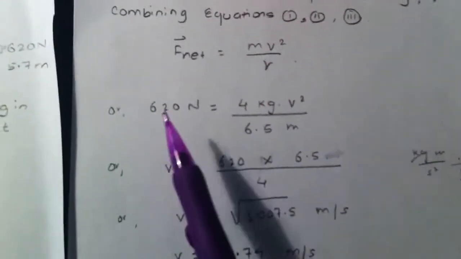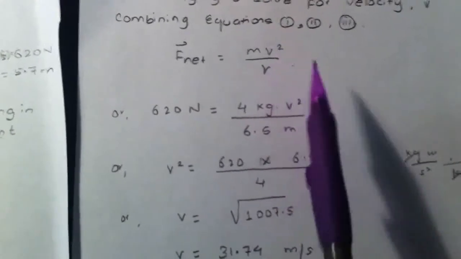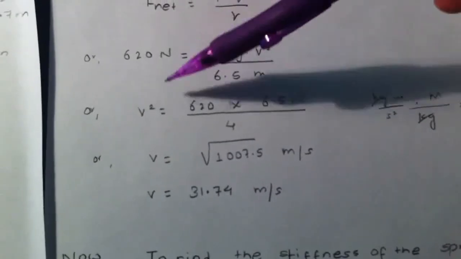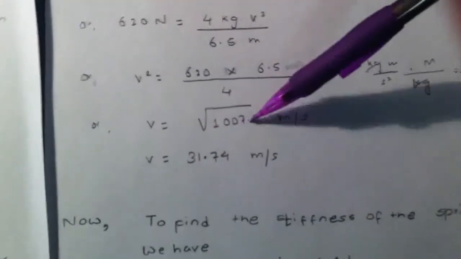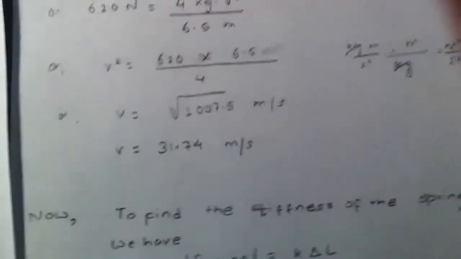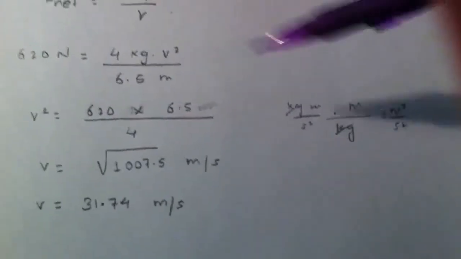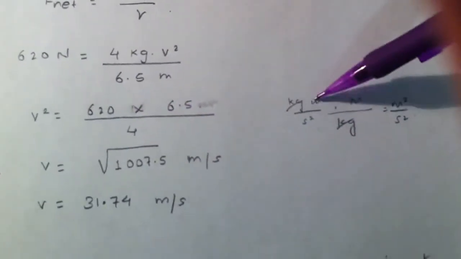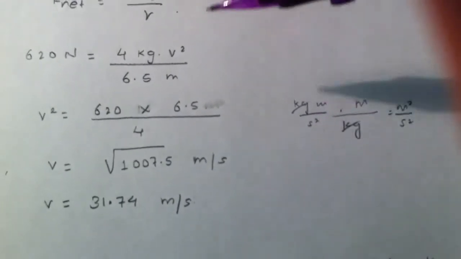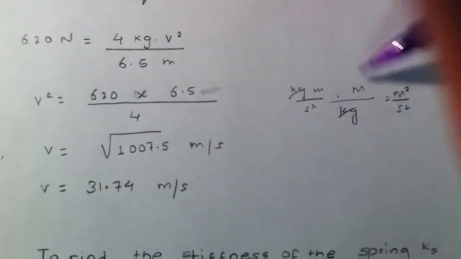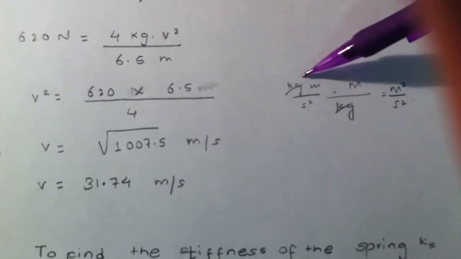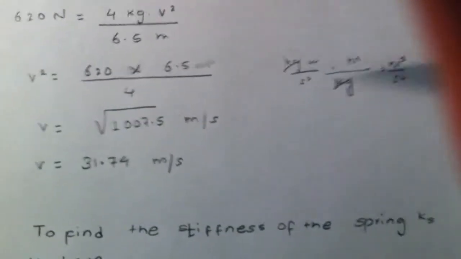F net is given to us, which is 620 Newtons, mass 4 kg, velocity is what we're trying to find, radius 6.5 meters. To solve for velocity, we move velocity to the left and multiply 620 by 6.5 divided by 4, which gives us 1007.5, and then taking the square root of that, we get 31.74 meters per second. Just to make sure, let's check the units. 620 Newtons is the force, which is kg meter per second squared. Then we have the distance, which is meters, and the mass divides, which is kg. Kg and kg cancel out, leaving us meter squared per second squared, which is exactly what we want because we're taking the square root to get meters per second.